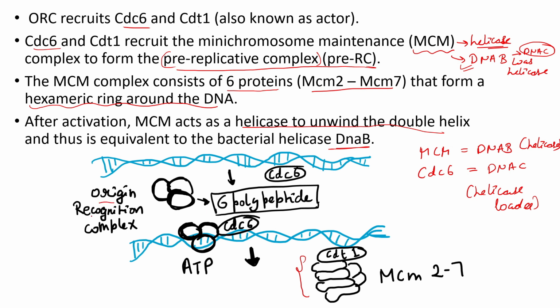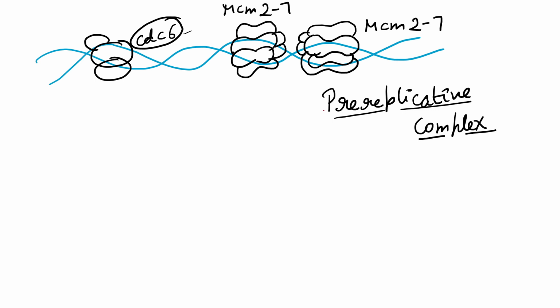Now the origin recognition complex is a 6 polypeptide complex. Then CDC6 binds ATP, ATP is used, and then MCM comes in, and MCM is recruited by CDC6. So this is the formation of the pre-replicative complex with MCM2 to 7 and CDC6. So this makes the pre-replicative complex.